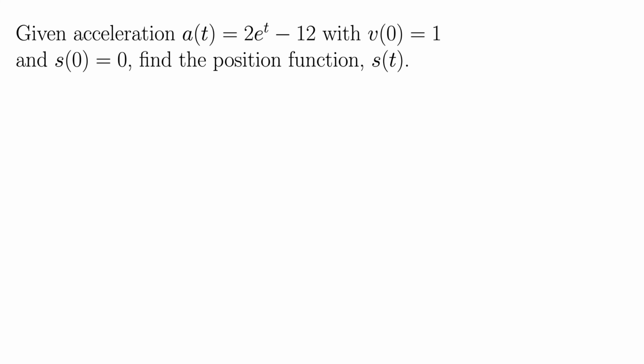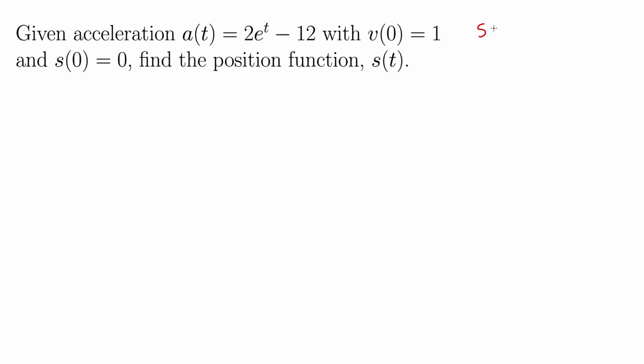Here we want to start with acceleration and use that along with some initial conditions to solve for position. So this example says, given acceleration a of t equals 2e to the t minus 12, with v of 0 equals 1 and s of 0 equals 0, find the position function s of t.